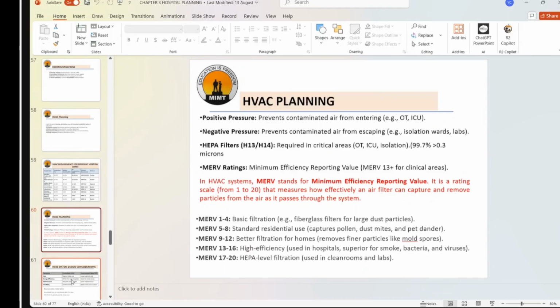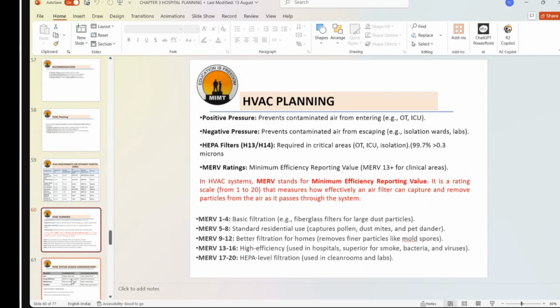And MERV, which I told you, that is the minimum efficiency reporting value. It is a kind of value, and 13 plus is considered good for the clinical area. It is a rating from 1 to 20 that measures how effectively an air filter can capture and remove the particles from the air as it passes through the system.